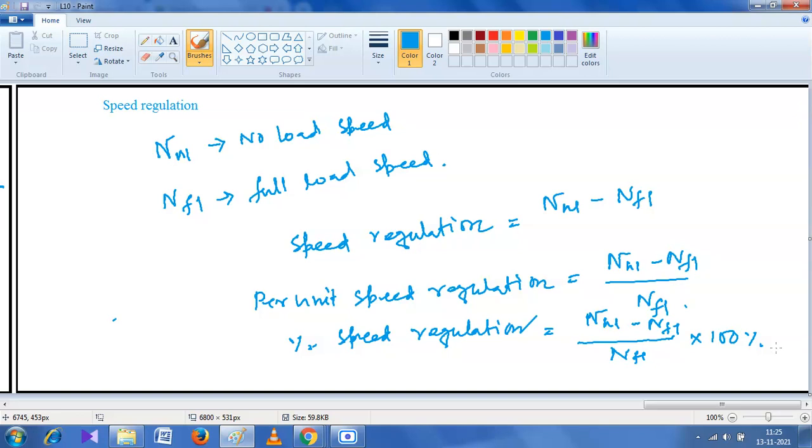Manish, have you understood what speed regulation is, or how to express the speed regulation? Khushbu? Yes, sir. The speed regulation is basically the speed difference between no load and full load, expressed in per unit or in percentage. The per unit speed regulation is equal to no load speed minus full load speed by full load speed, and when expressed as percentage, we have to multiply by 100.